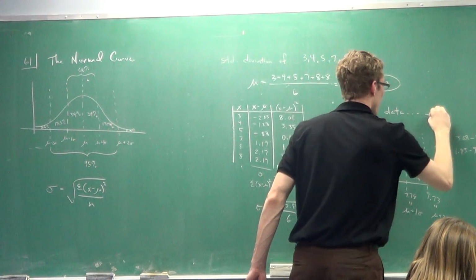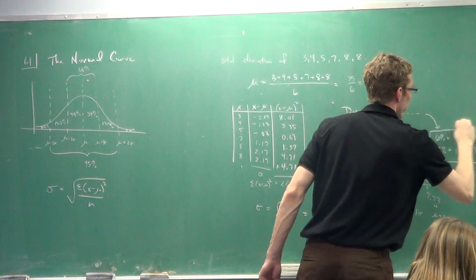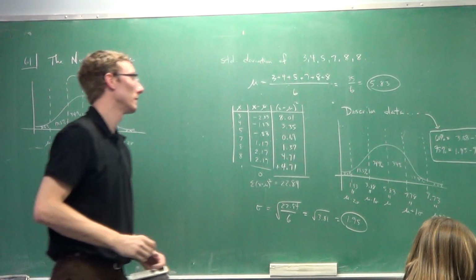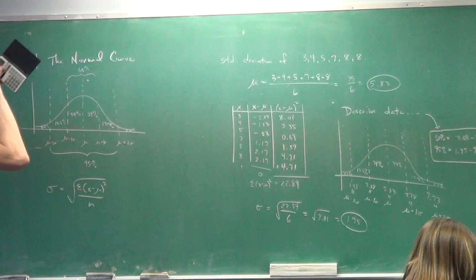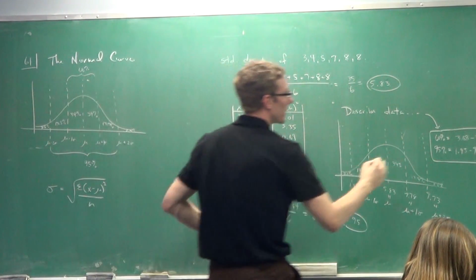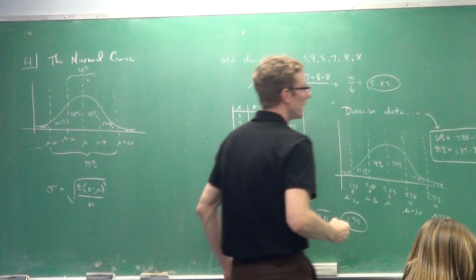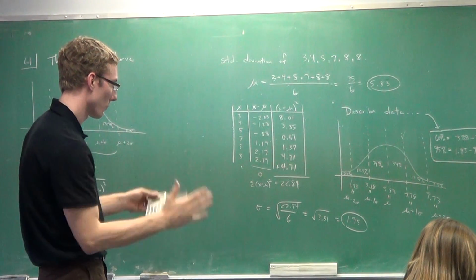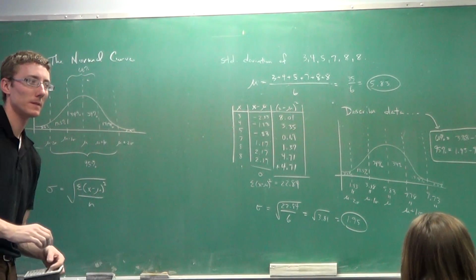When they ask you to describe the data, that's what they're looking for. To say 68% of the data is gonna be in this range, between 3.88 and 7.78, and 95% of the data is gonna be between 1.93 and 9.73.